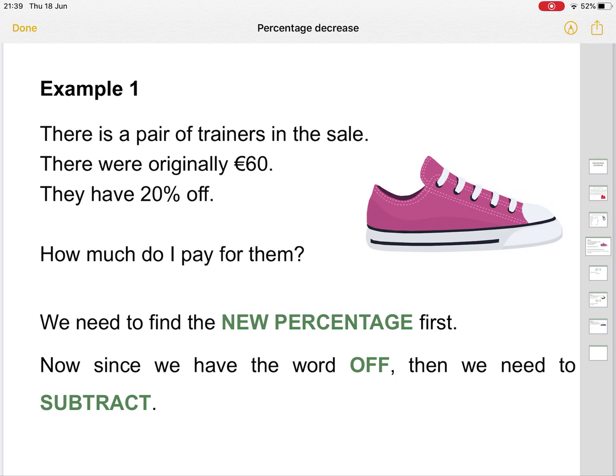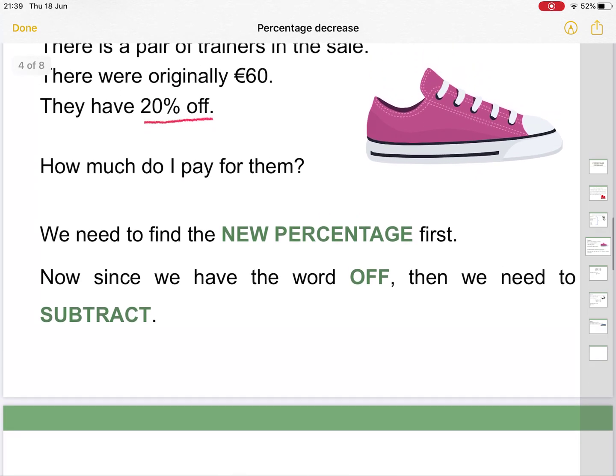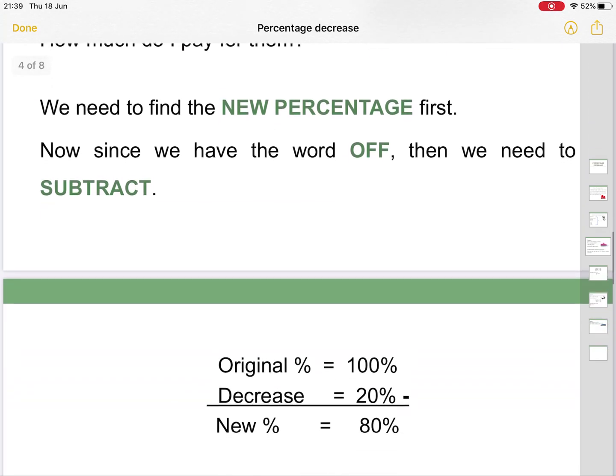So the keywords that I must look for here, there is a 20% off, all right? So I need to subtract because there is a percentage decrease. But just like in percentage increase, we need to find a new percentage first after the 20% off. Since we have the word off, we need to subtract percentages to find the new amount, all right?